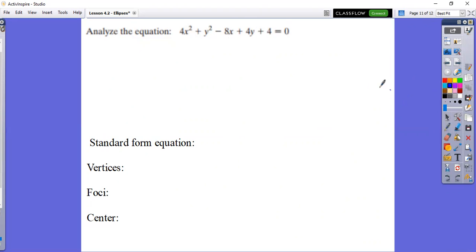So what I'm going to have to do is the process called completing the square. So I've got 4x squared minus 8x. So I'm going to put my x terms together plus y squared plus 4y. I'm going to put my y terms together, and I'm going to get my constants on the other side of the equation. So I've got 4x squared minus 8x plus y squared plus 4y equals -4.